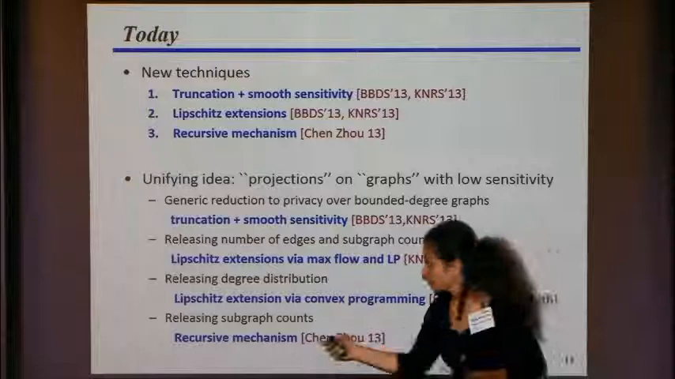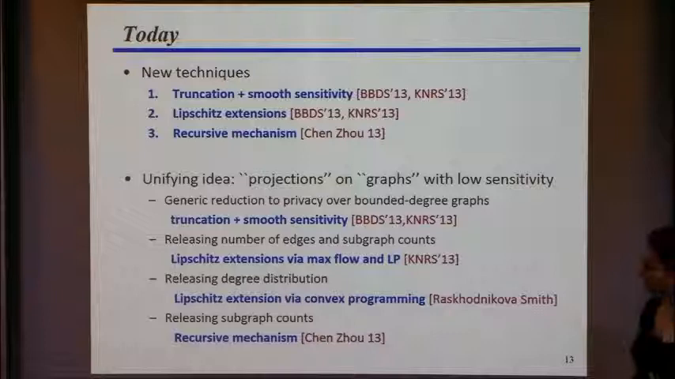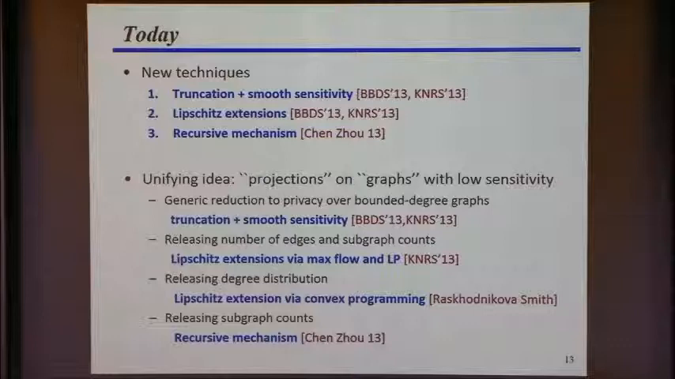So I'll explain it on the example of releasing subgraph counts, but the paper is phrased very generally, and I guess I don't quite understand the ceiling of what it can achieve. And I think it's a very interesting technique and kind of different looking a little bit from other things we've tried. Okay, so let's try to delve into technical details.